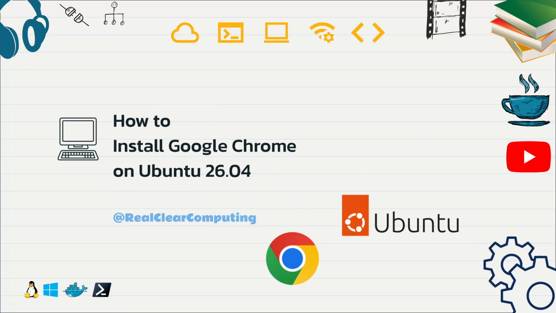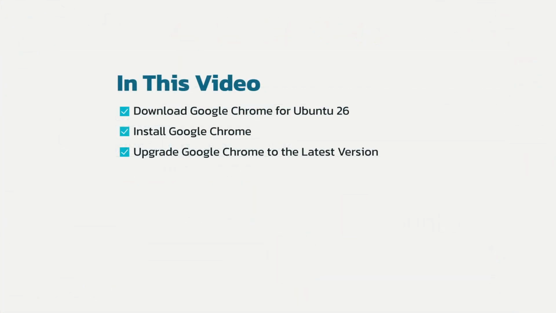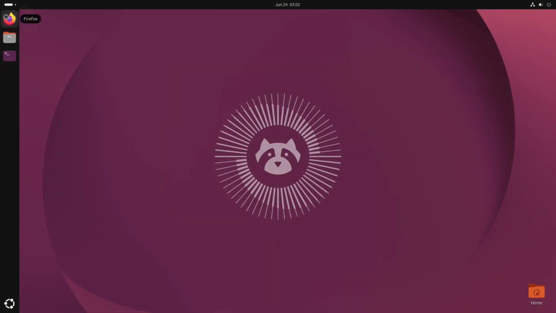So what we will do here is look at how to install Google Chrome on Ubuntu Desktop 26. First we will see how to download Google Chrome for Ubuntu, and then we will install it, and then we will also look at how to upgrade Chrome to the latest version. This is actually very easy.